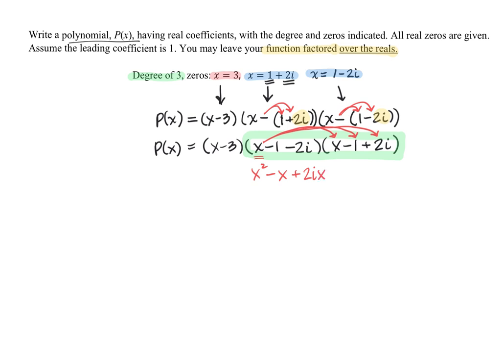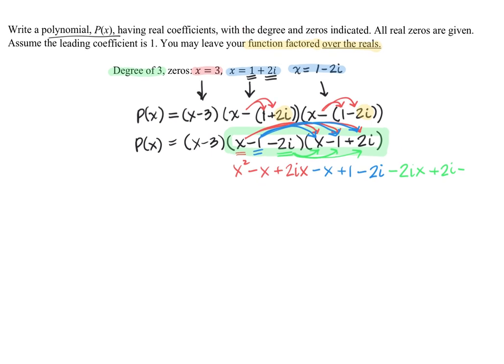And now we're done distributing the x, so we'll move on to the next term, which is the minus 1. So we have that minus 1 times x, so that's negative x or minus x. Negative 1 times negative 1 is positive 1. And negative 1 times positive 2i is a negative 2i. We're done distributing the negative 1, and then we move on to the negative 2i, the last term. So negative 2i times x is negative 2ix. Negative 2i times negative 1 is a positive 2i. And negative 2i times positive 2i will be a negative 4i squared.